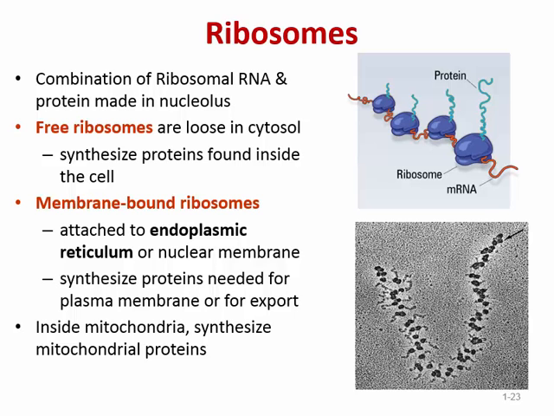Ribosomes. Ribosomes don't have a membrane. Ribosomes are hybrid molecules. What are they made of? Does anybody know what ribosomes are made of? What are the two major components of it? Protein. That's right. RNA, we call it ribosomal RNA, and protein. Okay? The protein and this RNA come together, and the hybrid molecule is called a ribosome.